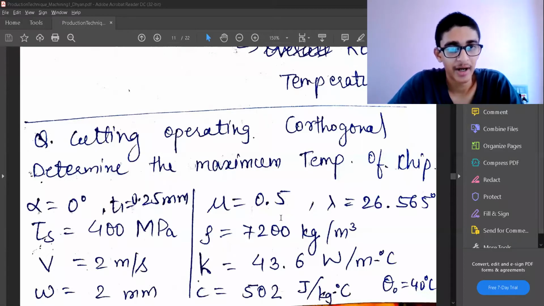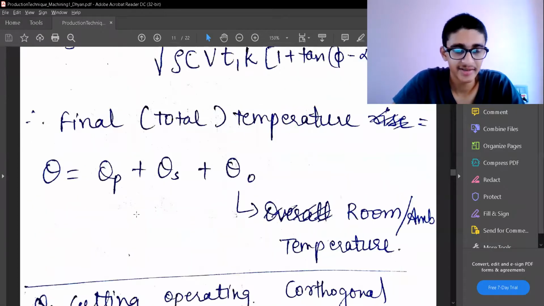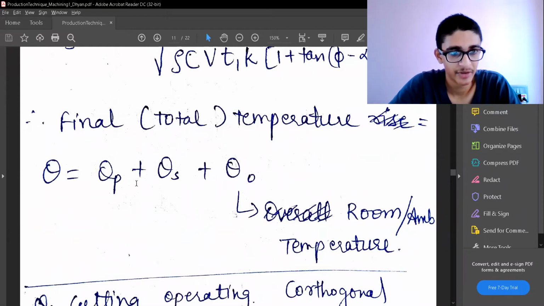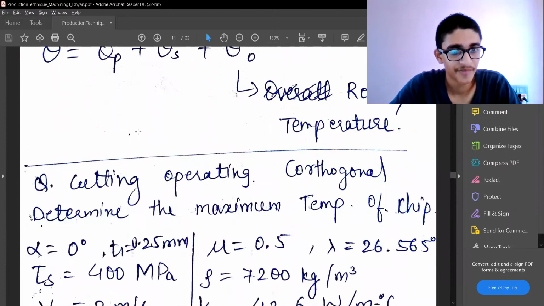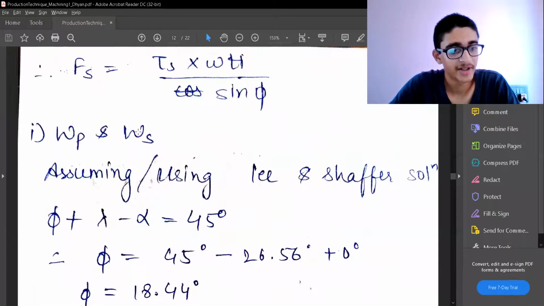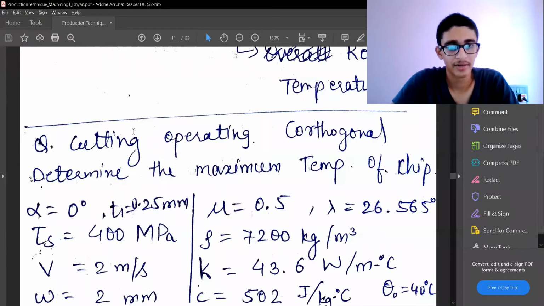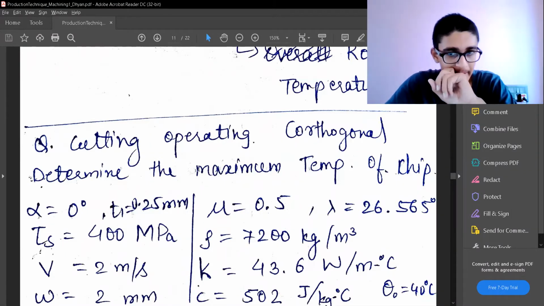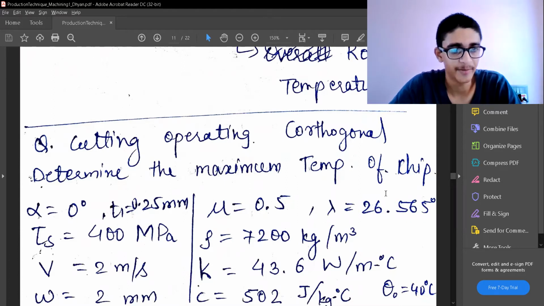So we have seen how to model the temperature rise during the machining using the thermal aspect of machining. So now we'll look at a numerical question in very detail. We are given orthogonal machining and we need to determine the temperature rise or the maximum temperature of the chip. We are given material properties and machining constants as this.